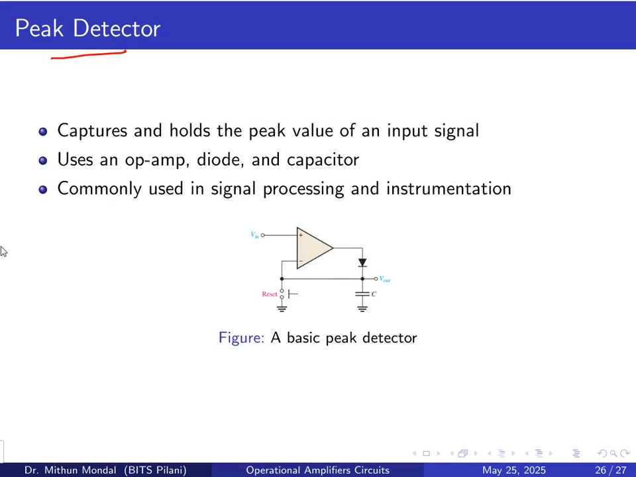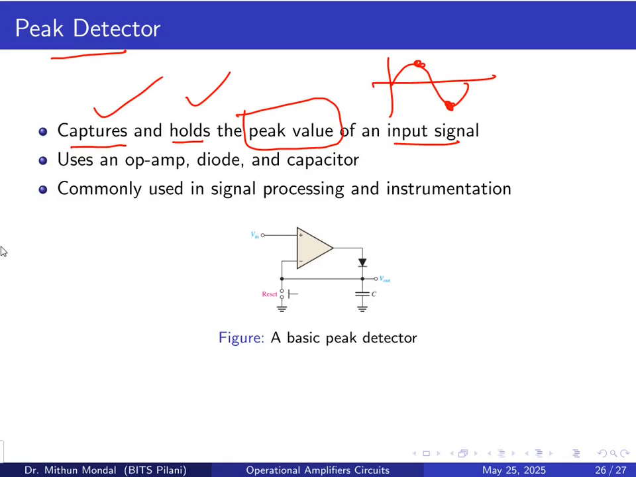The peak detector is one of the applications of the op amp where we capture and hold the peak value of an input signal. So suppose the input signal is sinusoidal. So this is the peak value of the input signal. So it will be capturing and holding it, and it is used in op amp, diode and capacitor applications, and commonly used in signal processing and instrumentation.